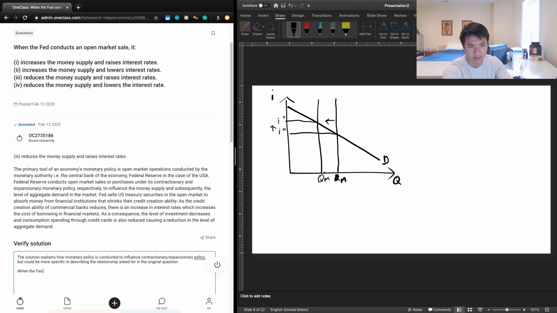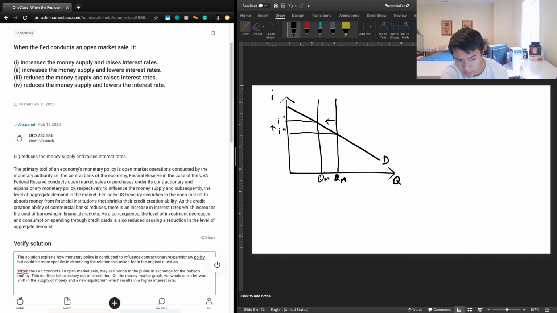When the Fed conducts an open market sale, they sell bonds to the public in exchange for the public's money. This, in effect, takes money out of circulation. On the money market graph, we would see a leftward shift in the supply of money and a new equilibrium, which results in a higher interest rate. That's why we would see that 3 would be the right answer.